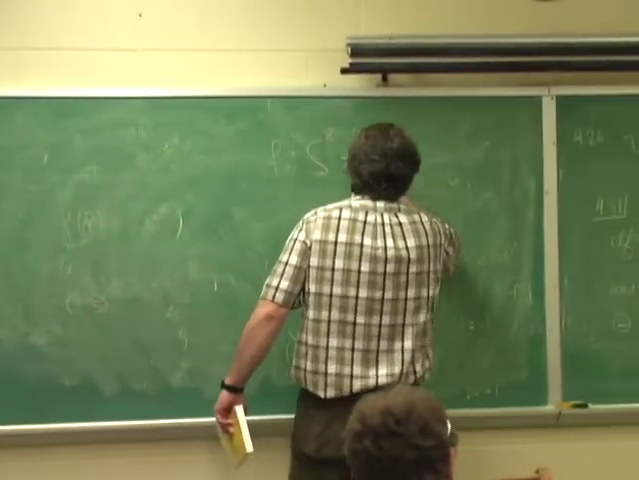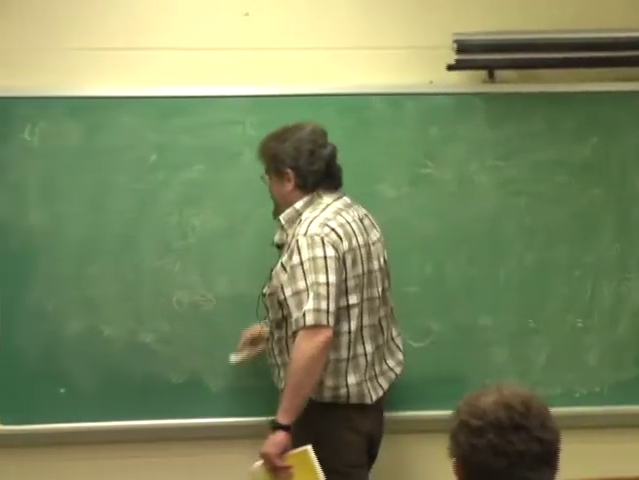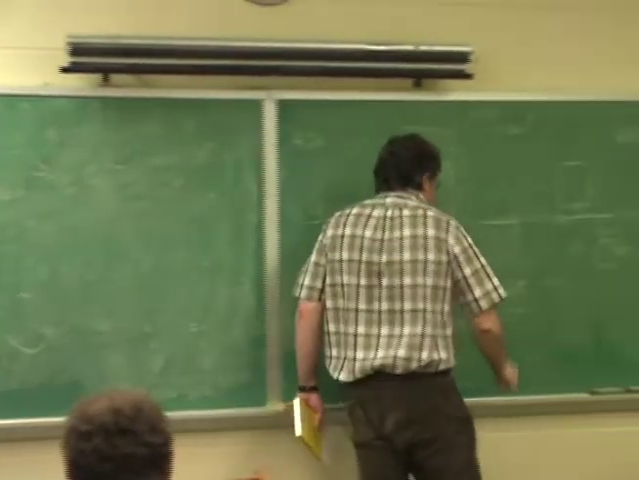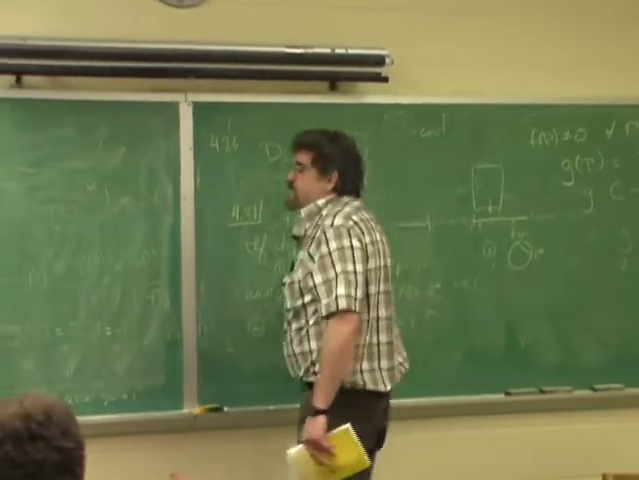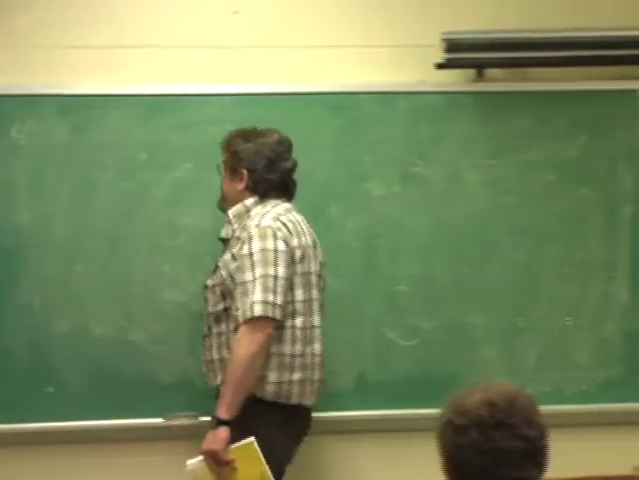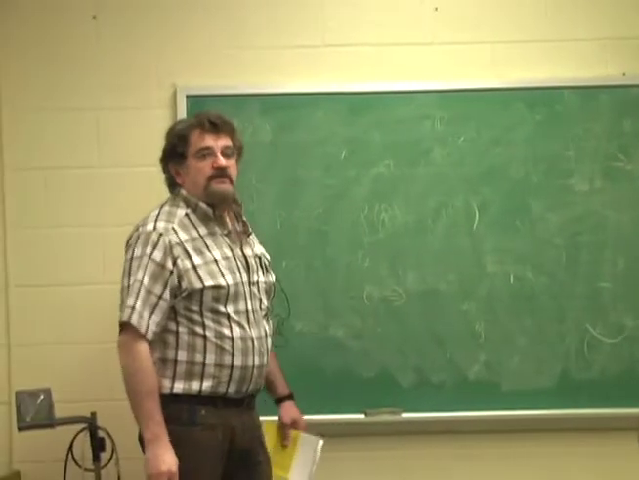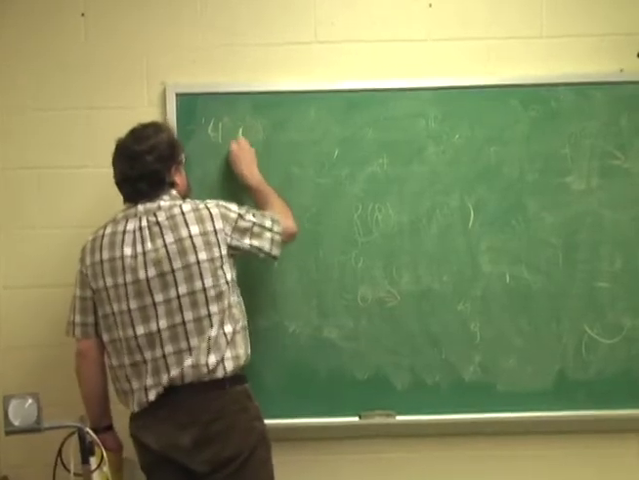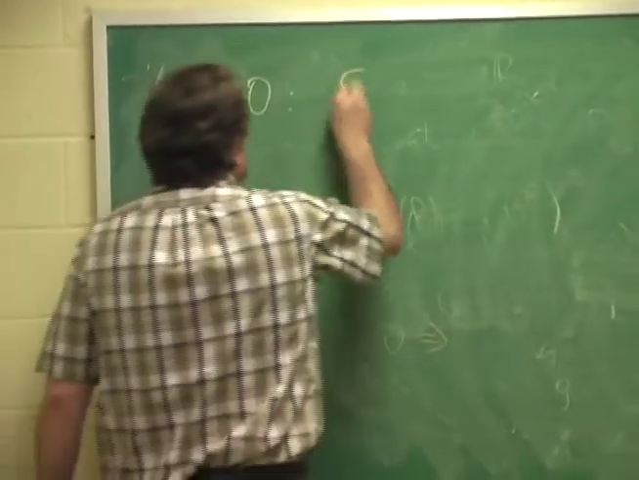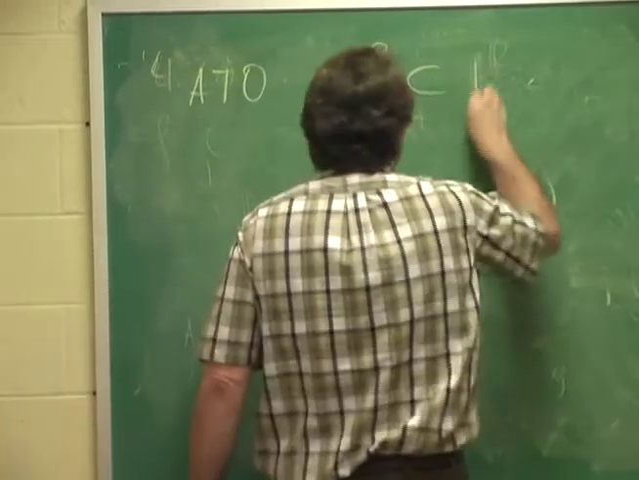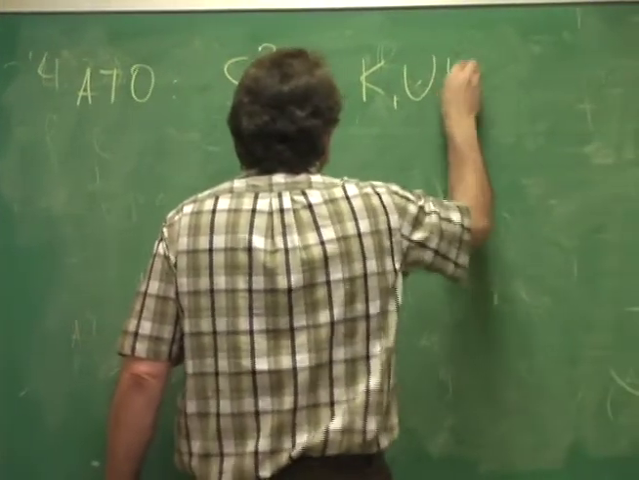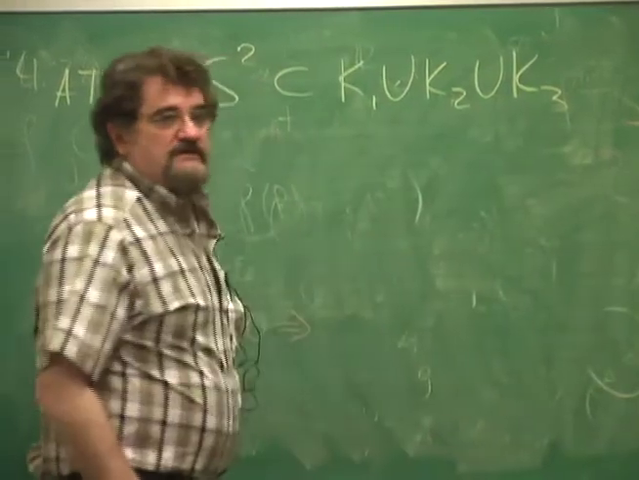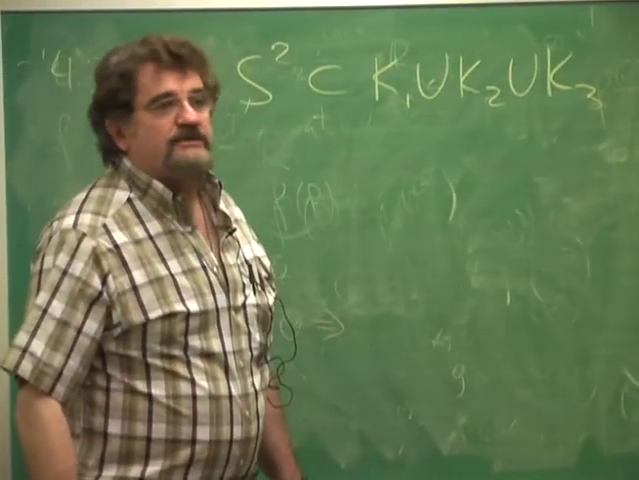So you cannot cover a sphere with three closed subsets without antipodal points. So assume the opposite. The sphere is K1, K2, K3. All of them are closed, and none of them contains antipodal points.